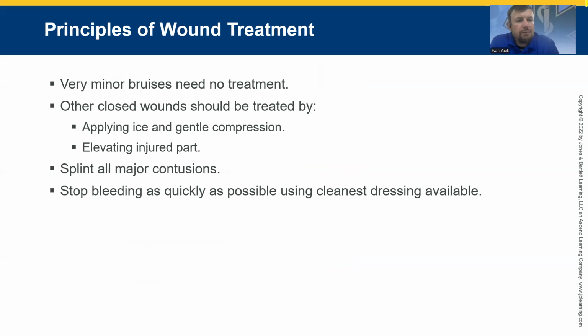Very minor bruises. So principles of wound treatment: very minor bruises need no treatment. Other closed wounds should be treated by applying ice and gentle compression and evaluating the injured part. Splint all major contusions because they could be fractured. Stop bleeding as quickly as possible using the cleanest dressings available.